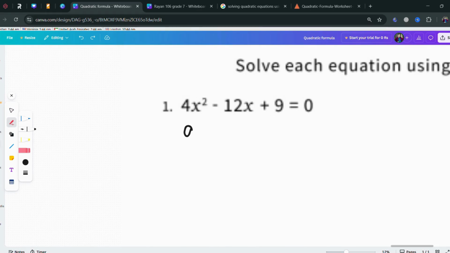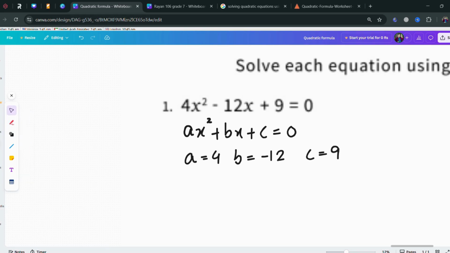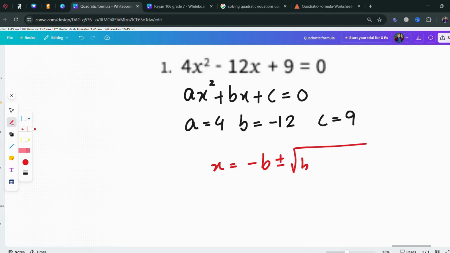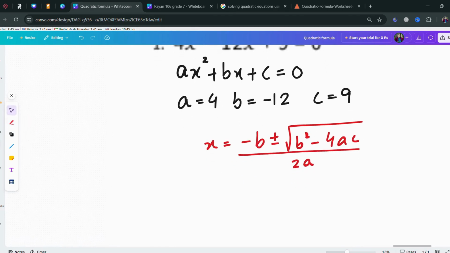The standard form of a quadratic equation is ax squared plus bx plus c equals 0. So I will compare them with each other, right? After comparing them, a is equivalent to 4, b is equivalent to negative 12, c is equivalent to 9. Now I'll put those values into the quadratic formula. It is x equals minus b plus minus radical b squared minus 4ac, all of it divided by 2a. Now put all the values into the quadratic formula.